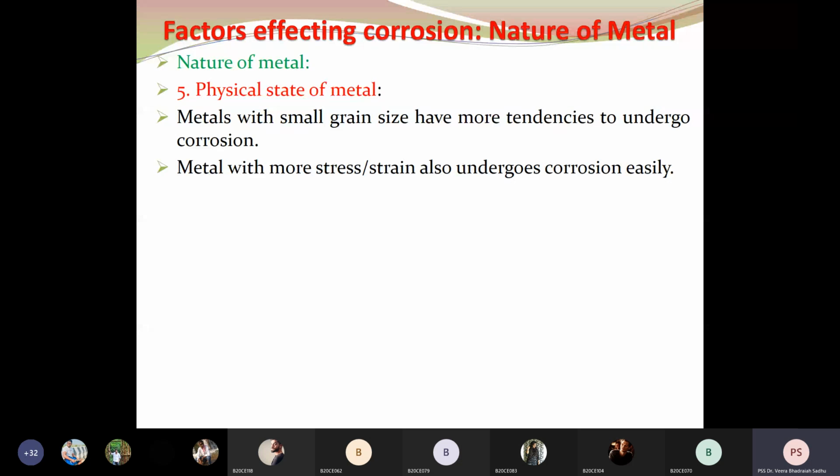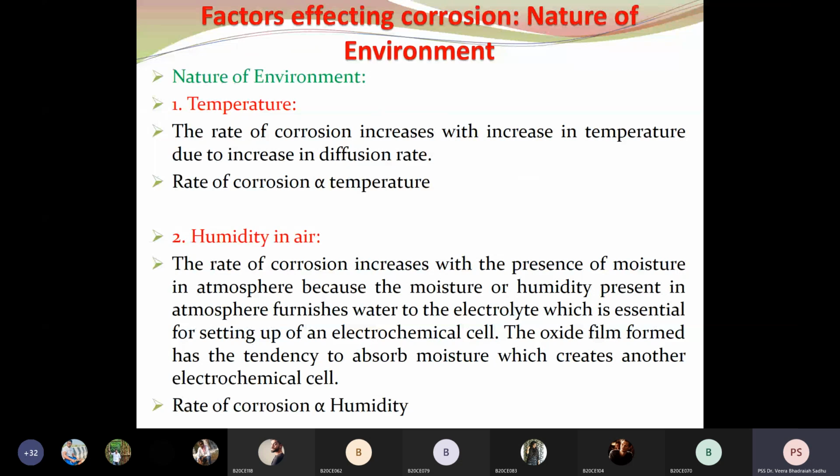Another type is the nature of the environment. The nature of the environment also determines the corrosion levels. For example, temperature. Temperature is always directly proportional to the rate of corrosion. If you increase the temperature, there is a higher diffusion rate, and then a higher corrosion rate. And if there is more humidity, certainly there is more corrosion. So the rate of corrosion is directly proportional to the humidity.